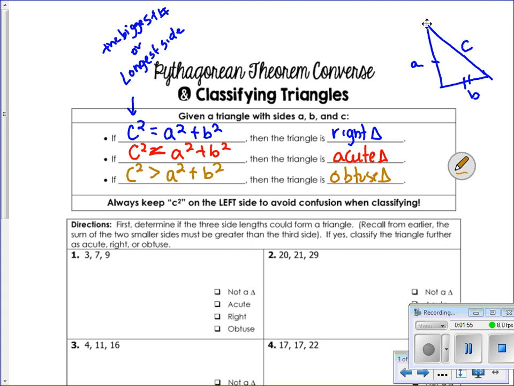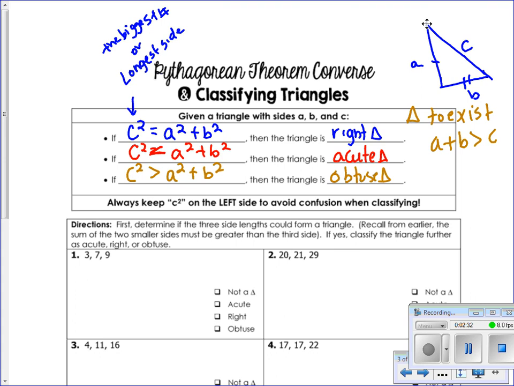Now, how do we know if a triangle is formed at all? Well, let's see. It says first determine if three side lengths could form a triangle. Recall from earlier, the sum of two smaller sides must be greater than the third side. So for a triangle to exist, the two smaller sides, A plus B, must be greater than C. Now remember, C is your longest side.